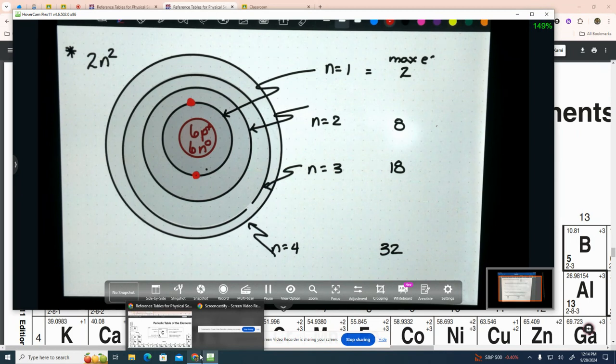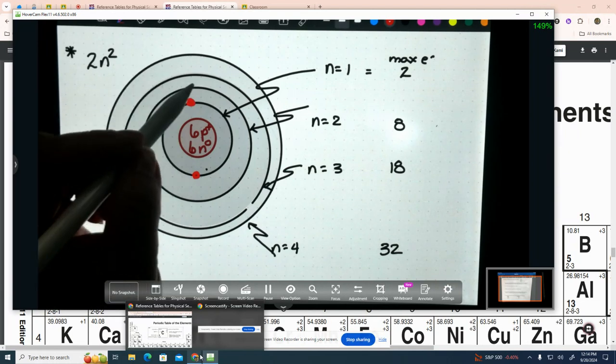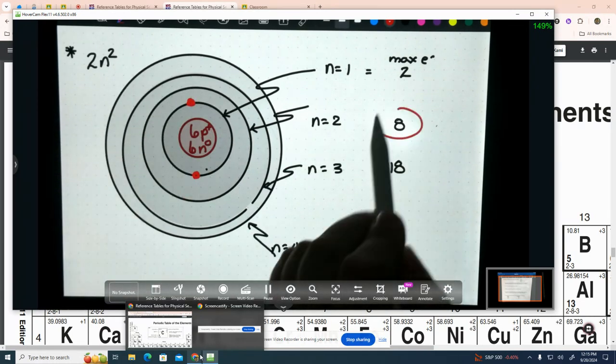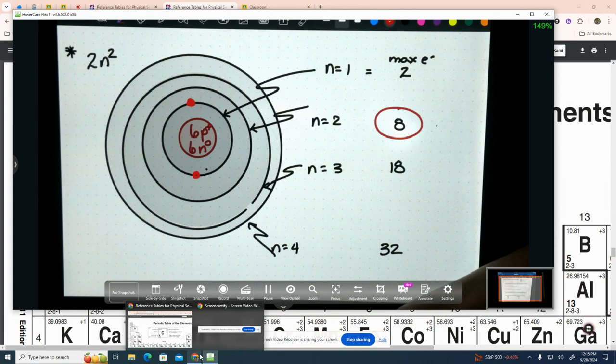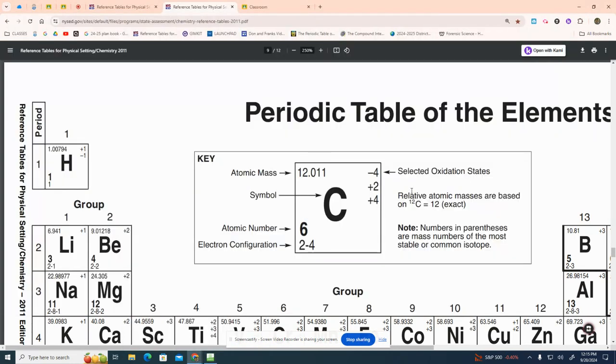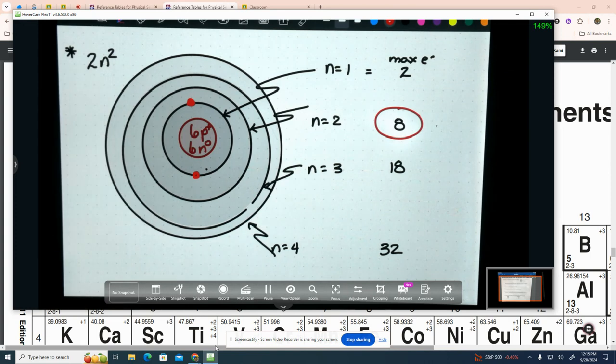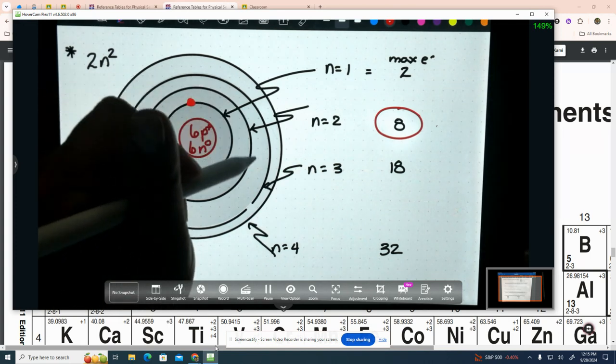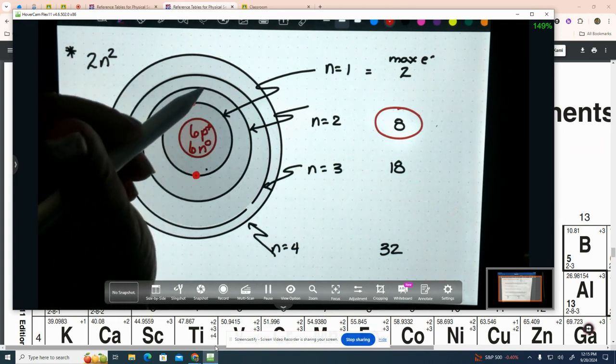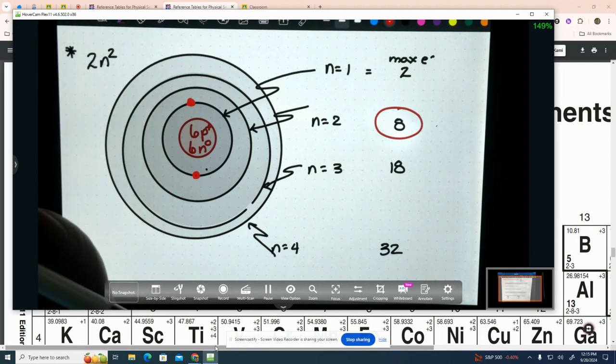Now, in the n equals 2 ring, I can hold a maximum of 8 electrons. Let's go to carbon again. How many electrons are in carbon's second energy level? 4. Okay. So in this second ring, I need to put 4 electrons. And once again, they are negatively charged, so they want to be as far apart from one another as possible.